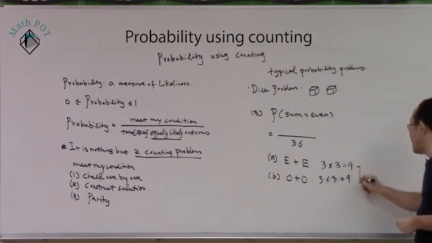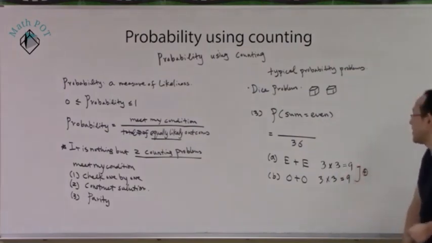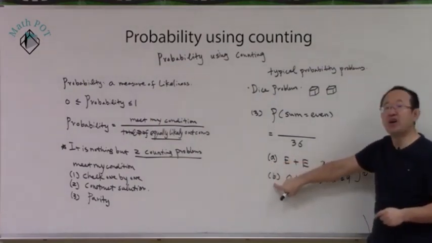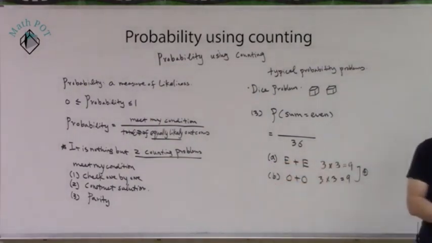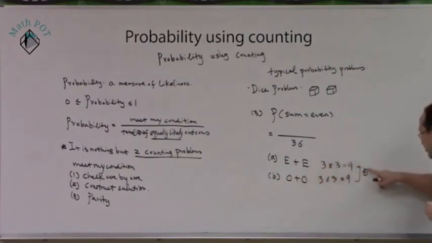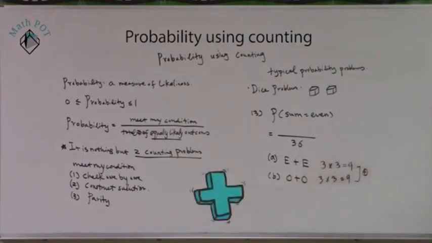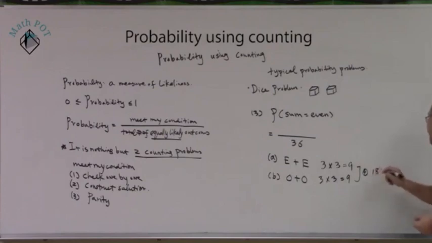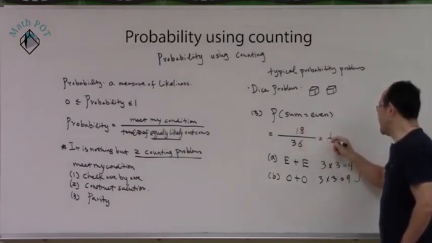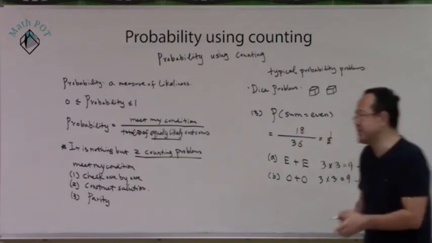So finally, you need to understand this is nothing but addition, because this is a possible way, and this is another possible way to reach our goal. If we see all these sorts of answers, of course you need to use addition here. So definitely you need to understand the difference between this multiplication and this addition. Add together, and it equals 18. That means the minimum condition is 18, which gives us the final answer of one half. So make sure you fully understand this one.